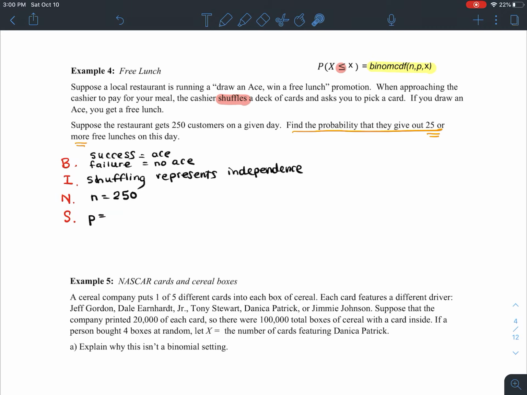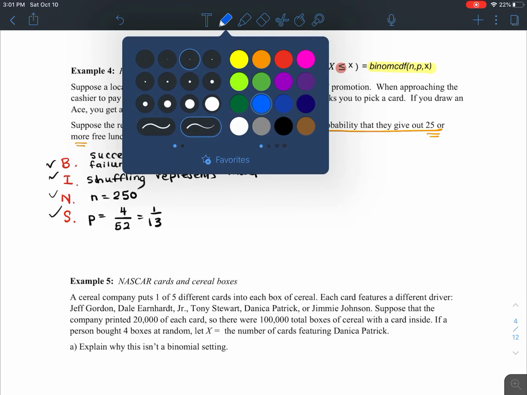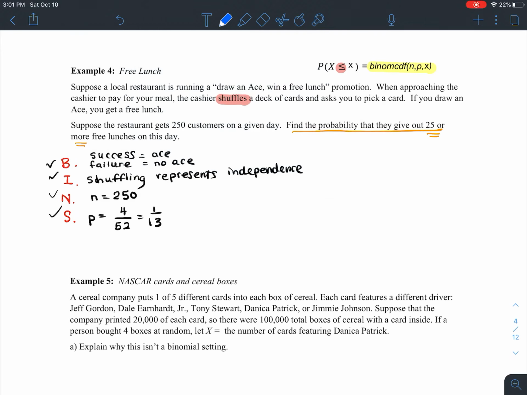The N, we're talking about there being a total of 250 customers, and then we want to know what is the probability of a success. So this would be the probability of selecting an ace. We know that a deck has 52 cards. There are 4 aces in that, so in essence we have a 1 in 13 chance of getting a success. So this has proven that this is actually a binomial scenario, so we can go ahead and move forward with using that to calculate the probability here.